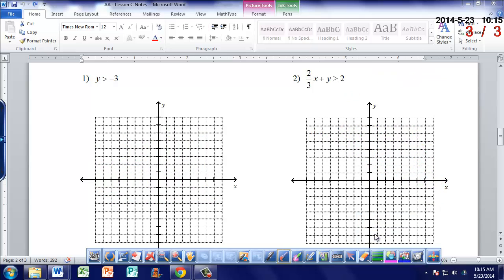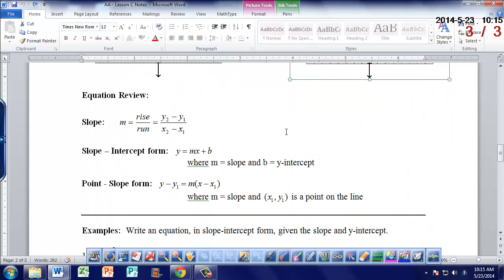All right, moving on to writing equations of lines. Now, when you write equations of lines, it's easiest to make sure you know all 3 of these formulas. Slope is subtract the y's over the x's. Order does matter. Be very consistent. Whatever point you start with for the y's, make sure you start with for the x.